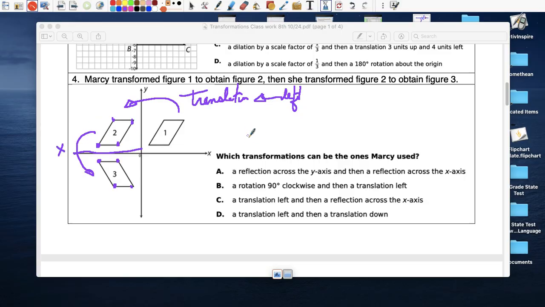So we're looking for anything that says translation. So this is out because there's no translation. This is out. Well, actually, there's a translation here, but it says rotation of 90. Well, no. First it was a translation. So it's a translation left, and there we go, here. And then a reflection over the x-axis, and that's what we talked about. So translation this way, reflection that way. Perfect.